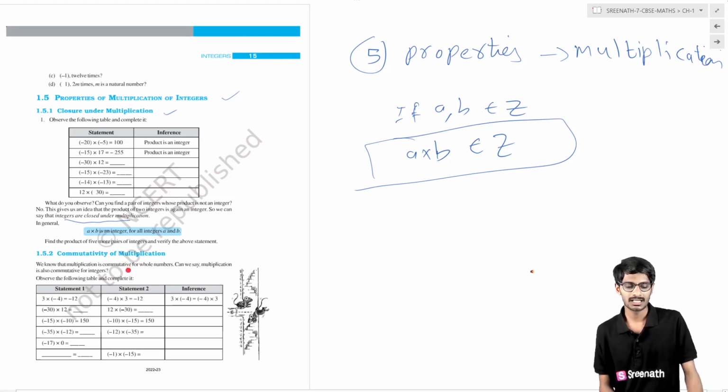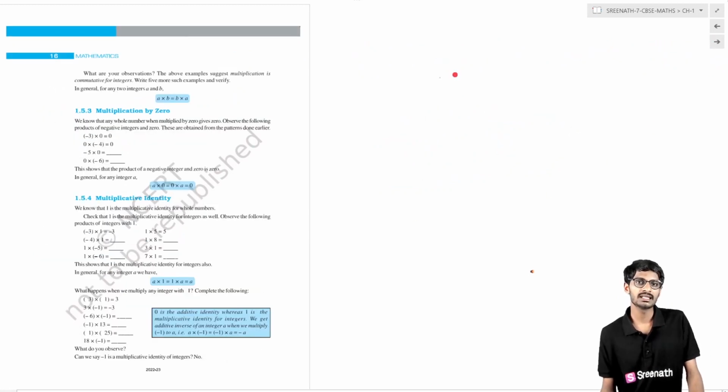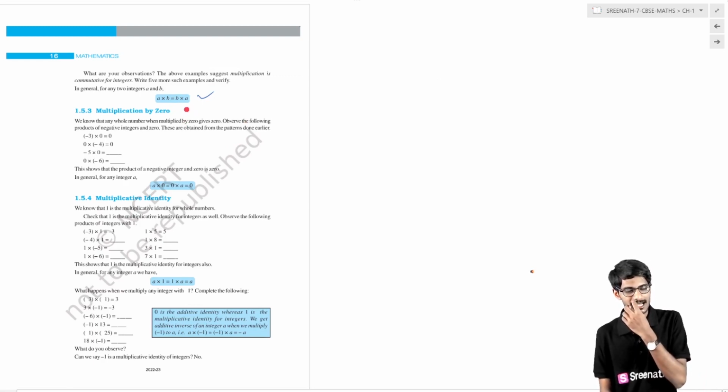Now, commutative property of multiplication. What is meant by the commutative property? Before that, we will see the examples. Here we multiply 3 into minus 4, and we get minus 12. Here minus 4 into 3 is equal to minus 12. So the answer is the same in both conditions, but the LHS is different. We just reversed the places of the digits, but the result is the same. So finally, what the commutative law says is: if a cross b equals b cross a, then we say the commutative law is satisfied.